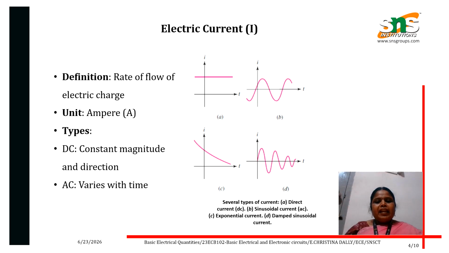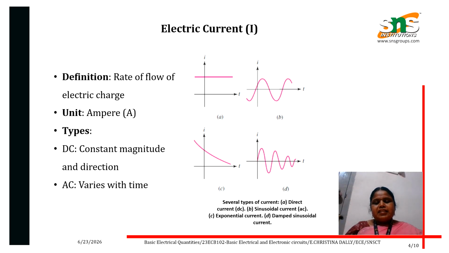The next one, electric current. The unit of current is amperes. We know that it is denoted as I. The definition for the electric current is the rate of flow of electric charge. The unit is ampere.